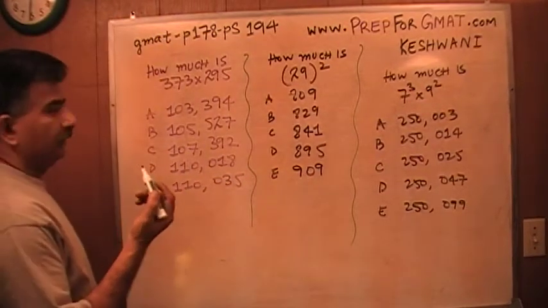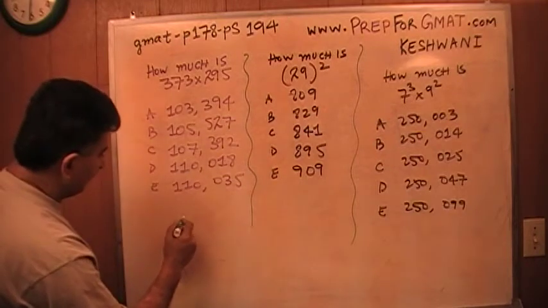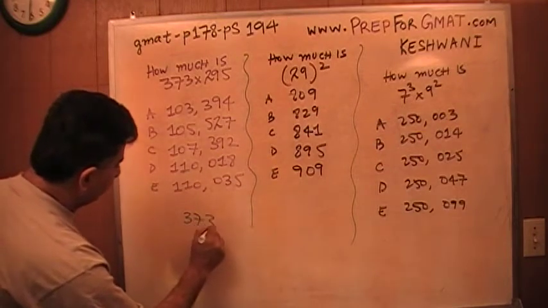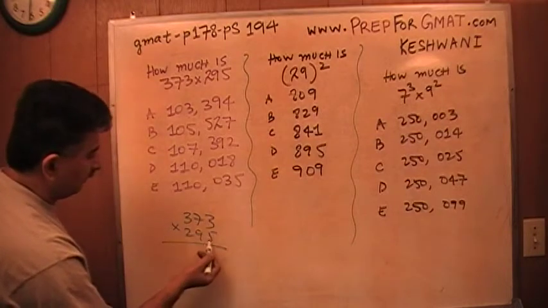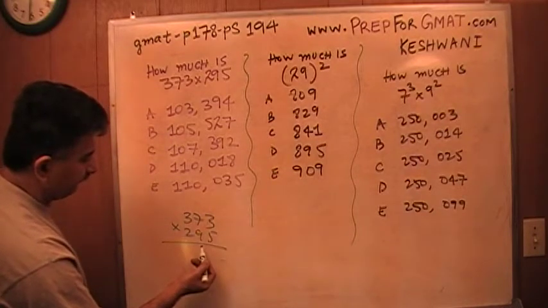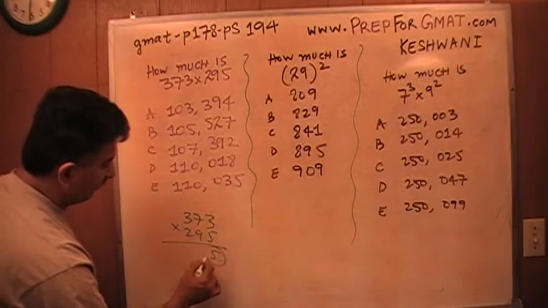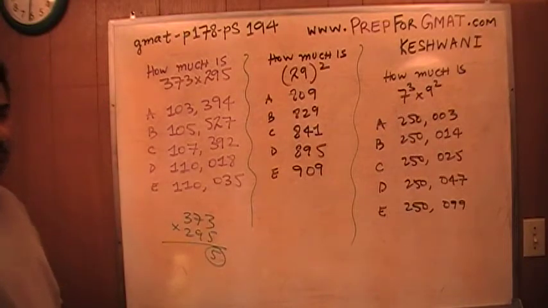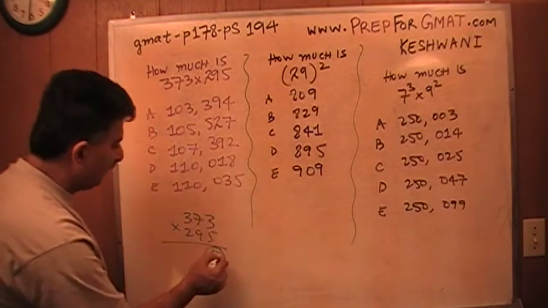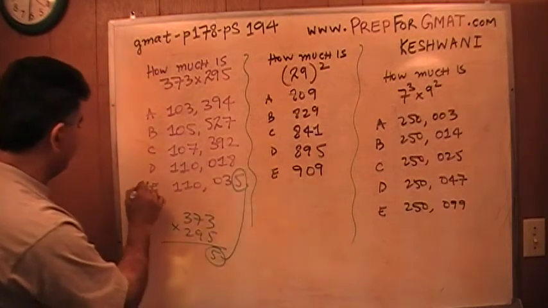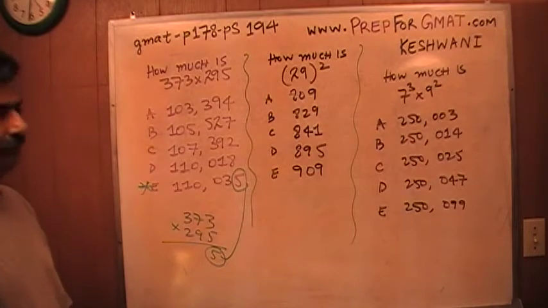You see? When you multiply 373 times 295, first you get 5 times 3, 15. That is going to be your unit digit. In the unit digit, you're going to have 15, which is 5 here. The only place where I see unit digit of 5 is this. This is the answer. That's it.